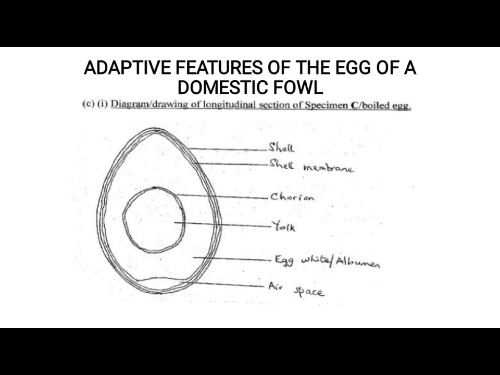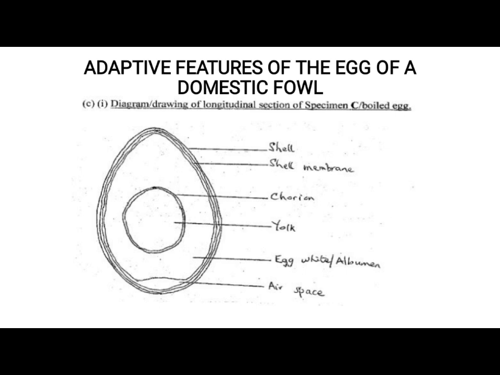And then let me quickly talk about the adaptive features of a domestic fowl. When we talk about domestic fowl, we talk about the egg of a chicken or other birds. Okay, so what are the adaptive features? They have an eggshell, they have the yolk, they have the albumen, or what you can call the egg white. Then you also have the amniotic fluid, you have the air space, and then you have the chalaza.